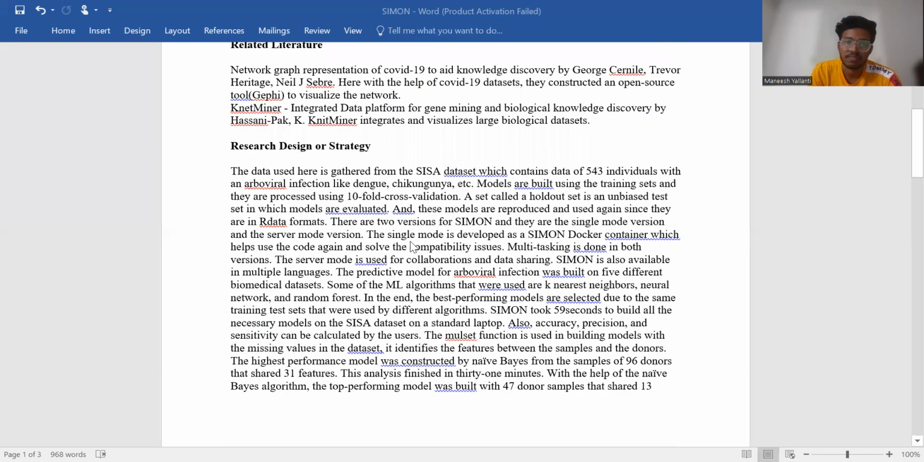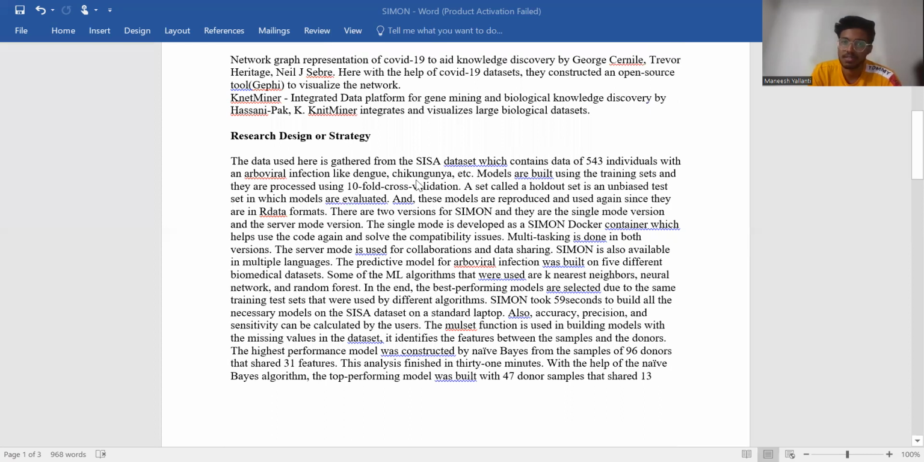Research design and strategy. The data used here is gathered from the SIAC dataset, which contains data of 543 individuals with an arboviral infection like dengue, chikungunya, etc. Models are built using training sets and they are processed using 10-fold cross-validation. A set called a holdout set is an unbiased test set in which models are evaluated, and these models can be reproduced and used again since they are in R data formats.